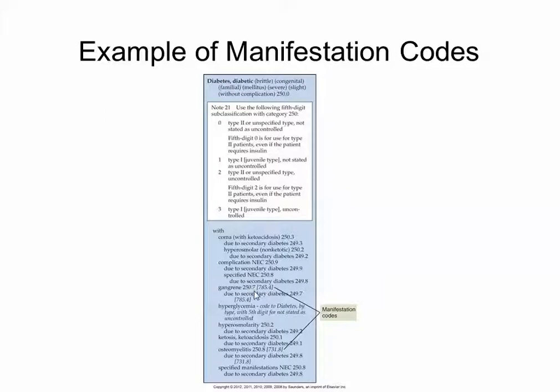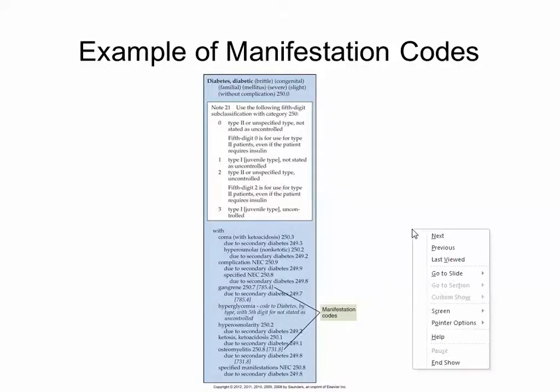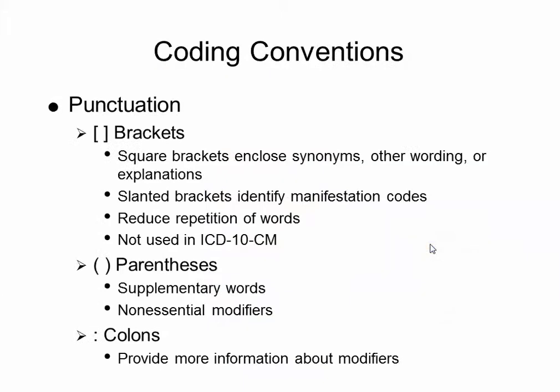If we look down here, we have it with osteomyelitis. This is the diabetes, 250.8. 731.8 is the osteomyelitis. You will find that this is very common with diabetes. Here we have due to secondary diabetes. You will see that a lot. All right, those are your manifestation codes. So let's go back.